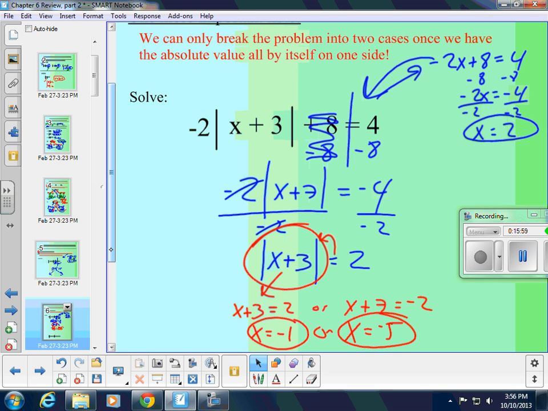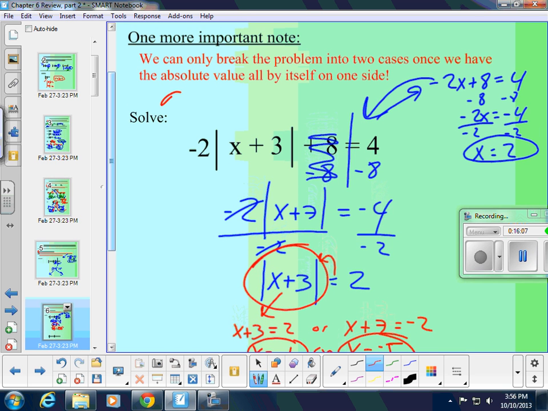So again, when solving an absolute value equation, I can break it into those two cases to find my different answers. But just make sure, as I noted up here, that you have the absolute value by itself on one side. And then you can go ahead and find your two solutions.